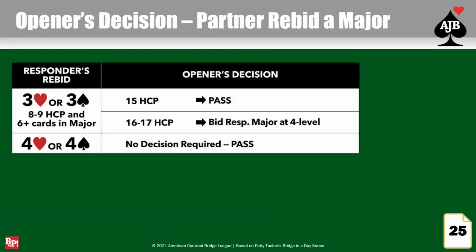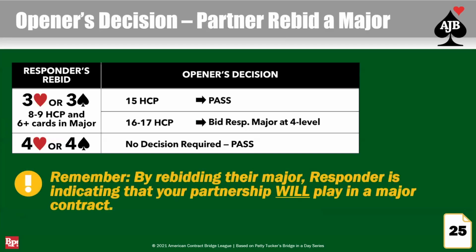This is when responder rebids their suit, and I love this because they've made one decision for me immediately. When they rebid 3 hearts or 3 spades, they said, we're playing with this major suit as trumps. I have 6 of them. So when they rebid their suit, we know that we're playing in a major contract. All we have to decide is how high to go. So when they bid 3 hearts or 3 spades, if we only have 15, we pass. If we have 16 or 17, we bid game. When they bid 4 hearts or 4 spades, they said, I don't even want to hear from you. We're playing game in this major.